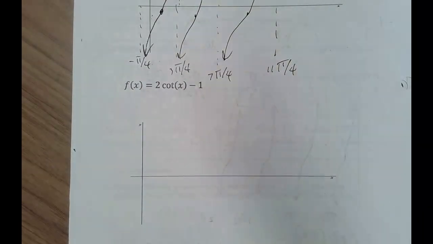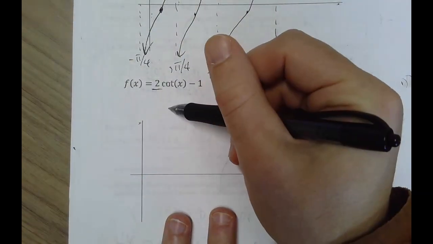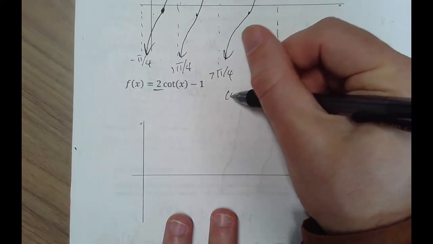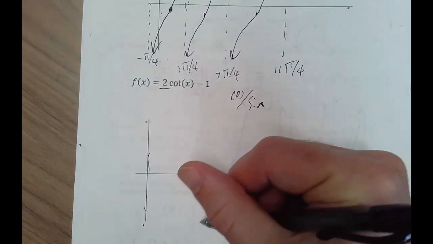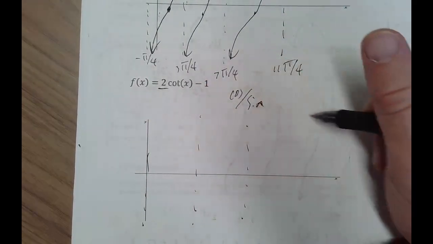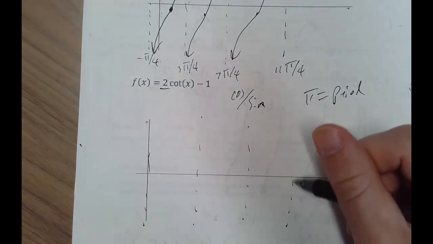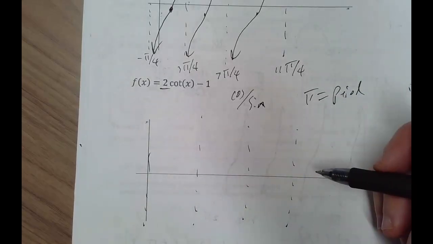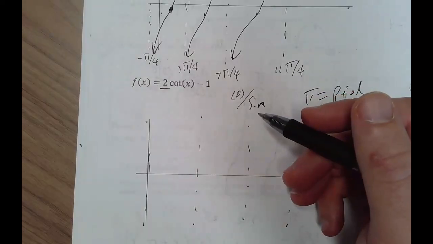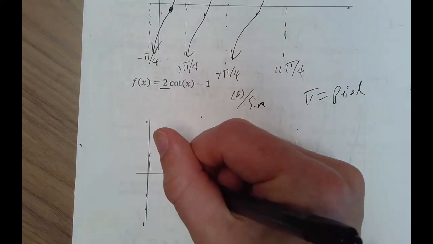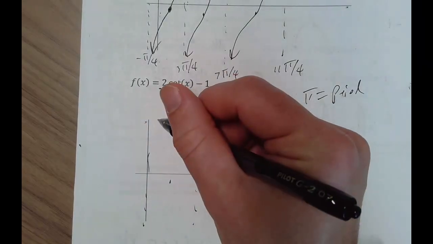Okay, last one, cotangent. So we've got that 2 in front, making it steeper. It's going down, but it's just a regular cotangent. This is cosine over sine. And that means that at 0 and at pi and at 2 pi and 3 pi, we'll have these vertical asymptotes. And the only change here is that it's going to be down 1. And it will be going down because it's cotangent.